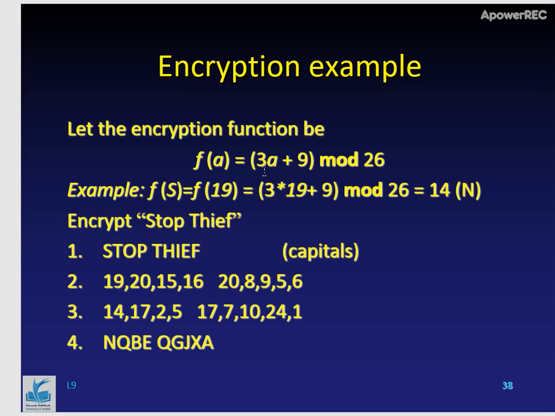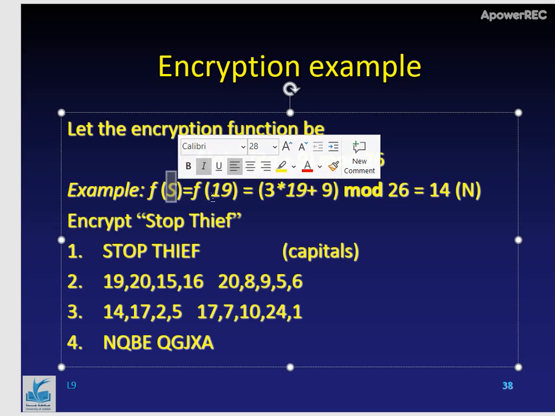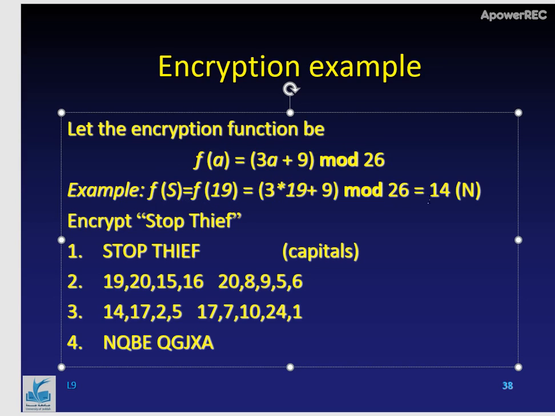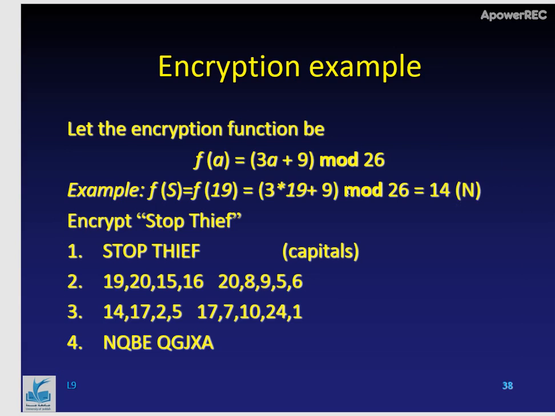And by using this function, we can compute the result of this modular transformation, and we see that the letter S, which represents the numerical value 19, is converted to the number 14, which represents the letter N. So the letter S is mapped to N. And similarly, we can map the other letters. For example, if we have this message to send, stop thief, we can follow the below process to encrypt it.